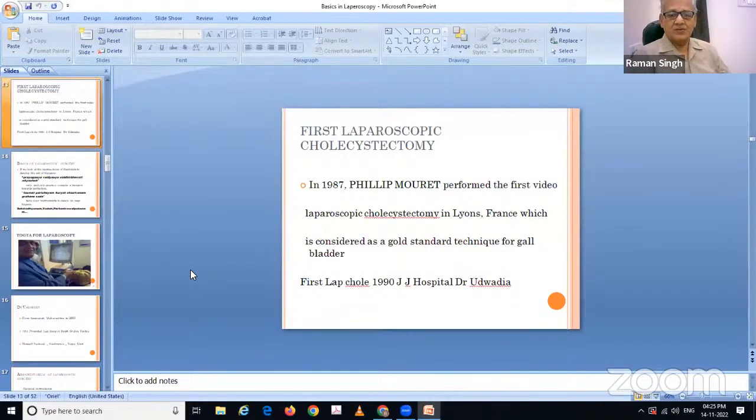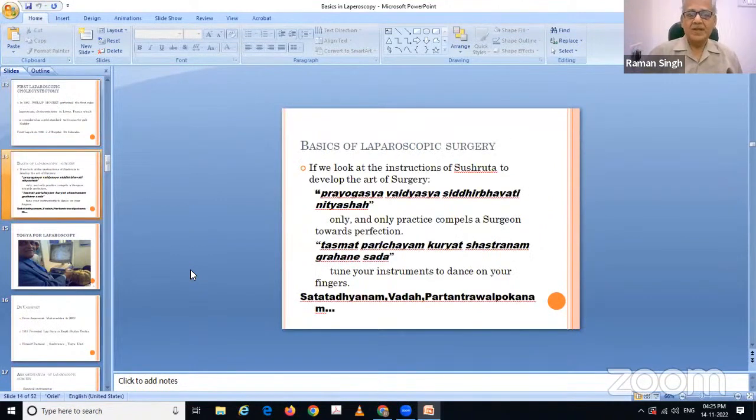Now, the first laparoscopic cholecystectomy was done in 1987 by Philippe Mouret. He performed the first video laparoscopic cholecystectomy in Lyon, France, which is considered the gold standard technique for gallbladder surgery even today. The first laparoscopic cholecystectomy in India was done in 1990 at a hospital in Ayurveda.